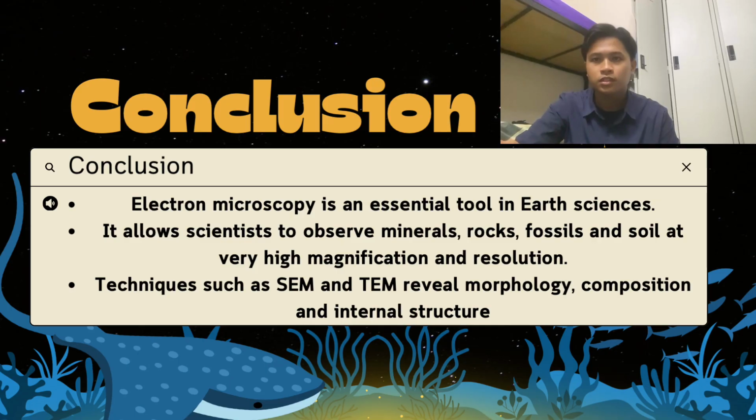This helps researchers better understand the properties, formation processes, and history of Earth's materials. Overall, electron microscopy has greatly advanced the field of earth science and continues to be an important technique for studying our planet in greater detail.